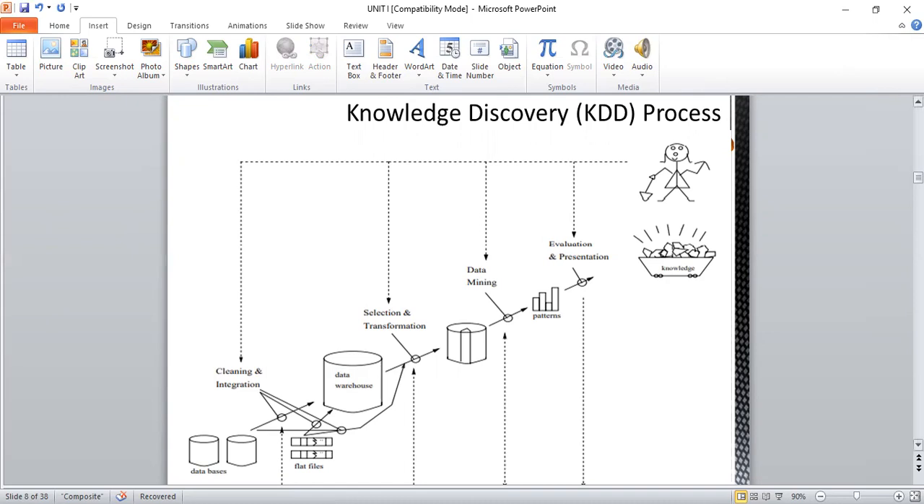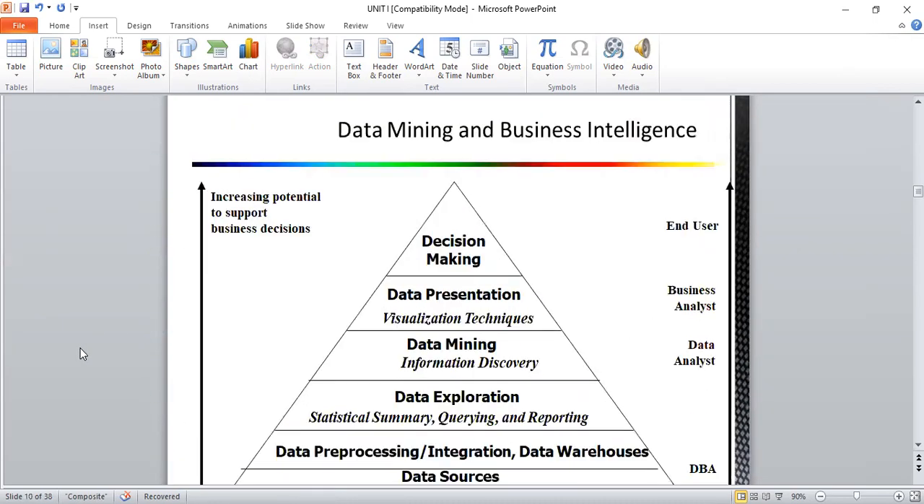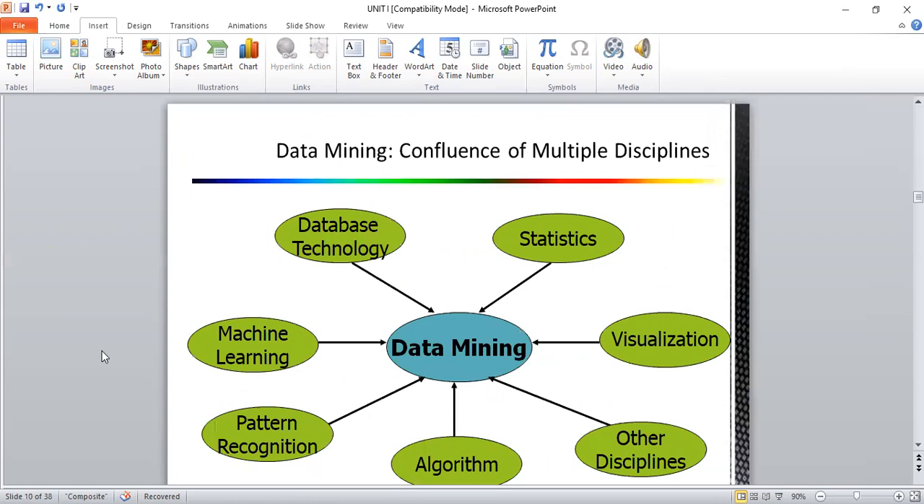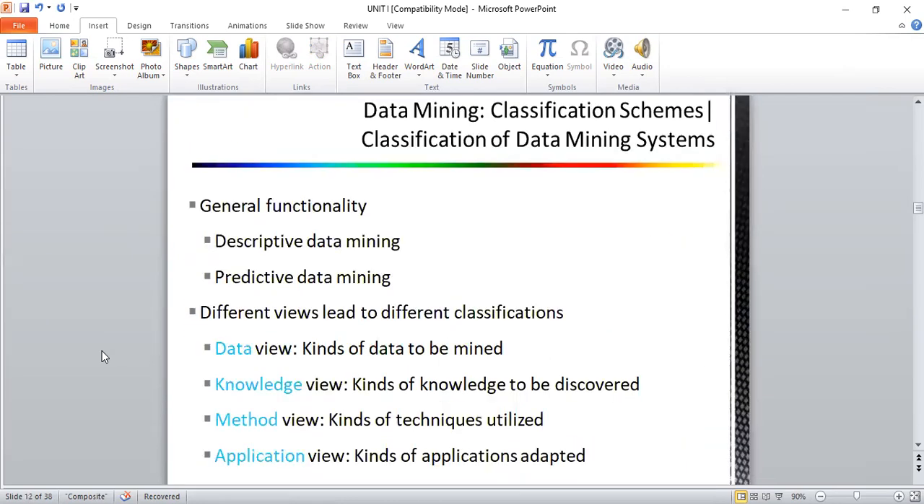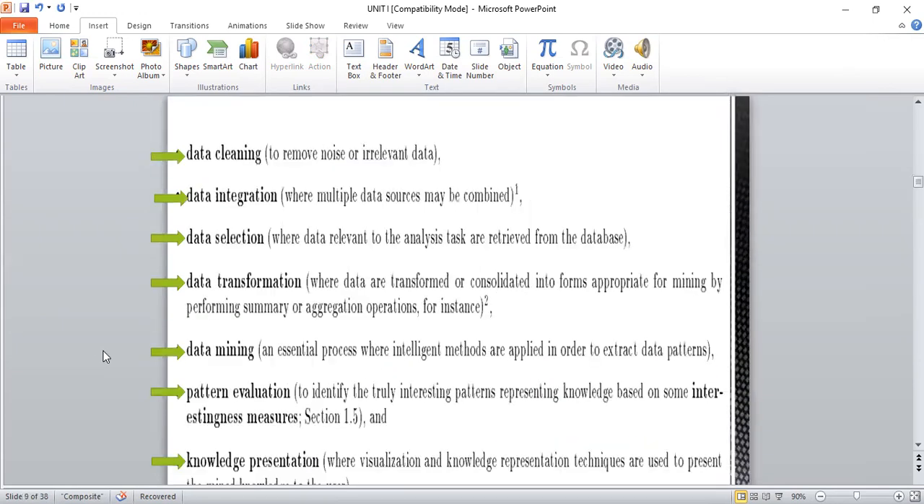In the next class we are going to cover the relationship of business intelligence with data mining. Then we will see the classification of data mining, and then on what kind of data we can perform data mining.